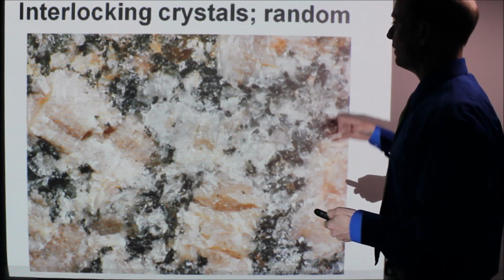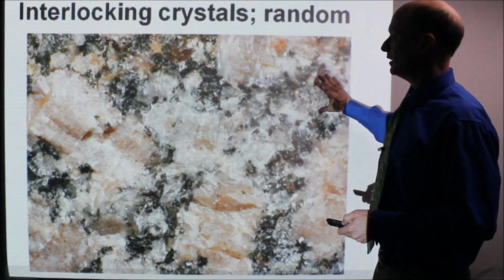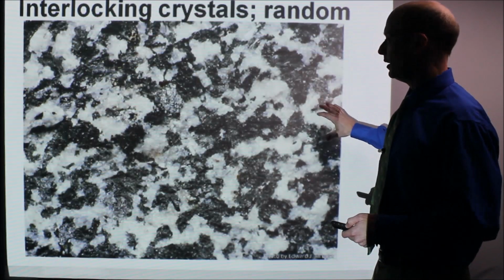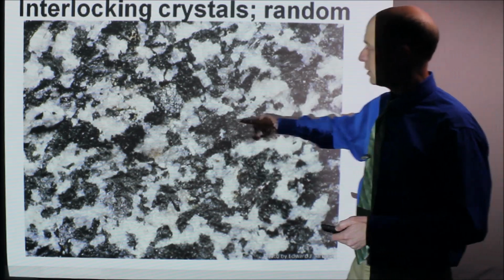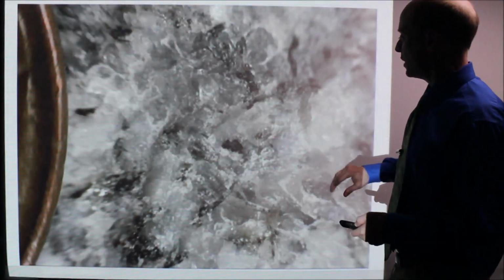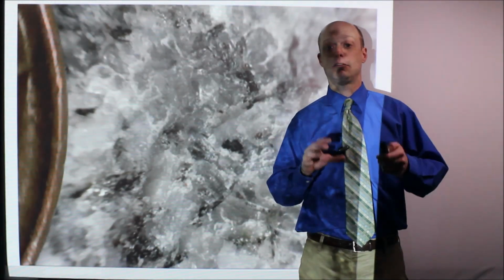And then this is a close-up of it. One thing: igneous rocks have interlocking crystals that are random. Here's an example of one here. Here's another one, angular interlocking crystals that are randomly placed. And then here's that other one I showed before, angular interlocking crystals that are random.